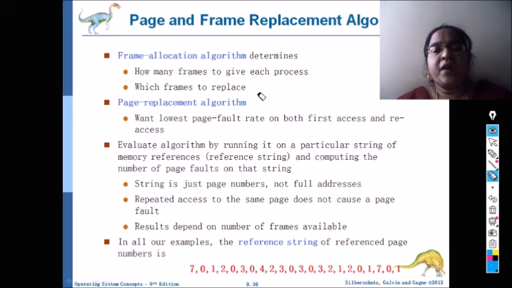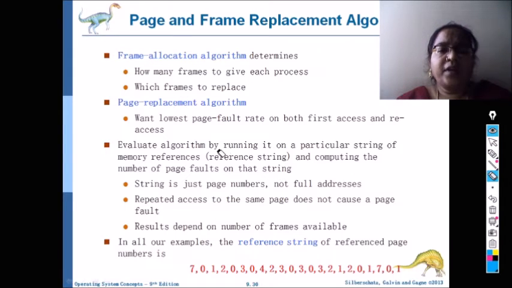Whenever you have a chance for replacement of a frame, whether the frame has to be replaced from the frames belonging to the same process or from the frames belonging to the other process will be decided by the frame allocation algorithm. Then the page replacement algorithm will replace a page. If it is going to replace a victim page, it should always have the lowest page fault rate on both first access and re-access.